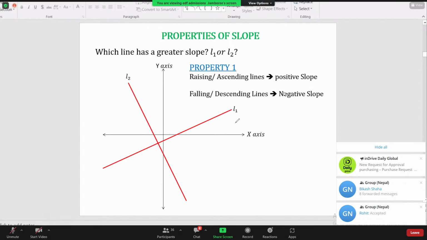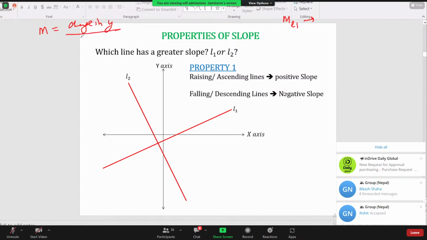Now, first of all, if you look at the graph on screen, you will find there are two lines, L1 and L2. Here you can simply analyze that we need to figure out what will be the slope of the line L1 and what will be the slope of line L2 with regards to the sign. So if you look at the line L1, slope is all about rate of change of y.